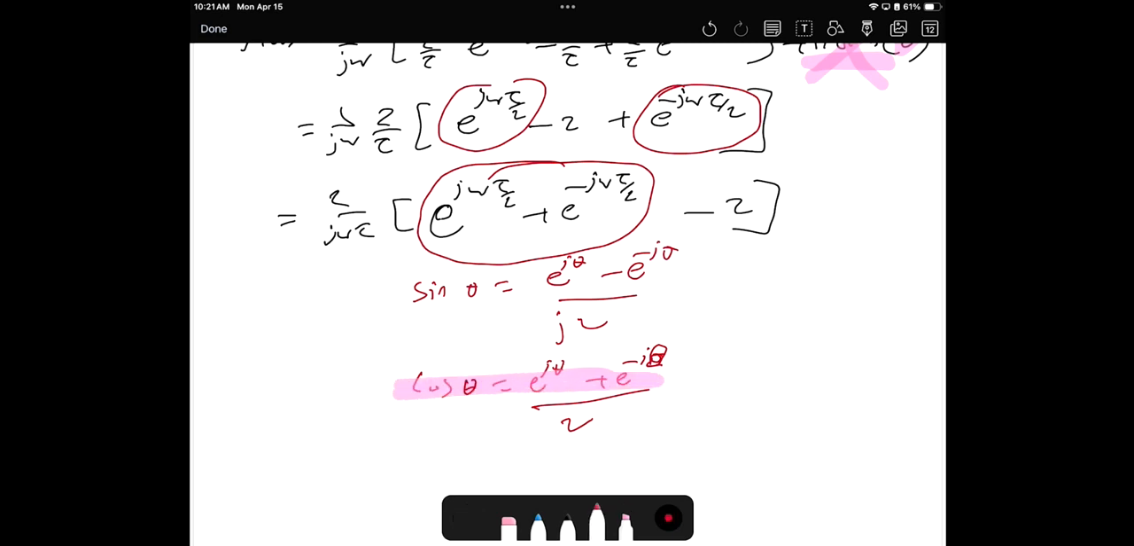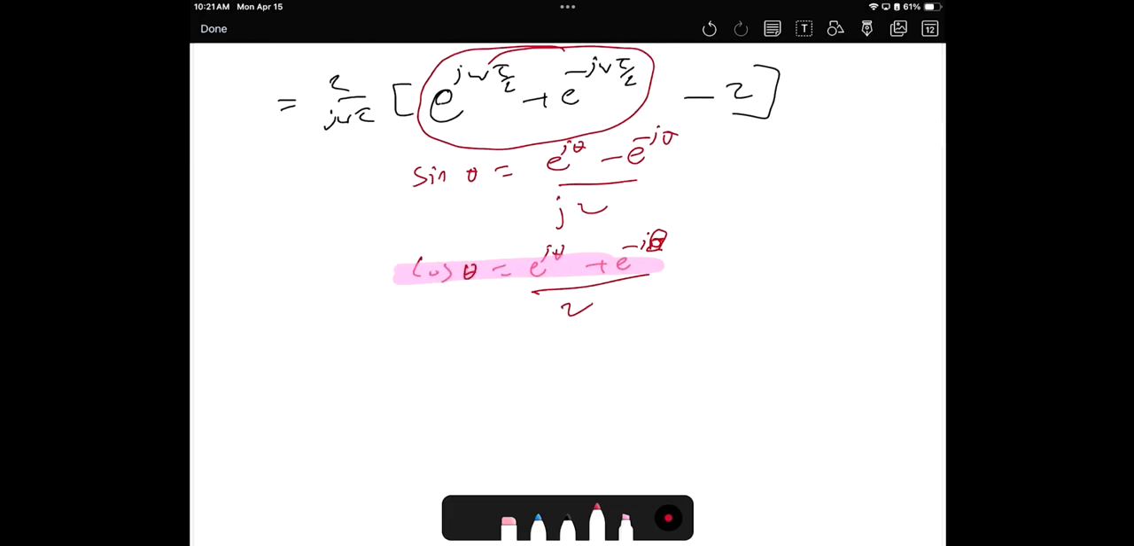Then let's think about e^(jω) plus e^(-jω). This is not exactly cosine; there are some terms that we need to handle. So basically, we can say e^(jωτ/2) plus e^(-jωτ/2) equals 2 times cosine(ωτ/2). Okay? Does this make sense?